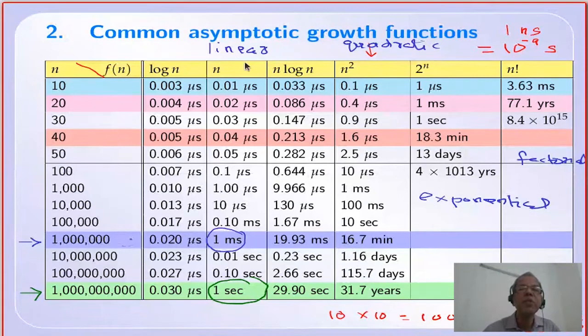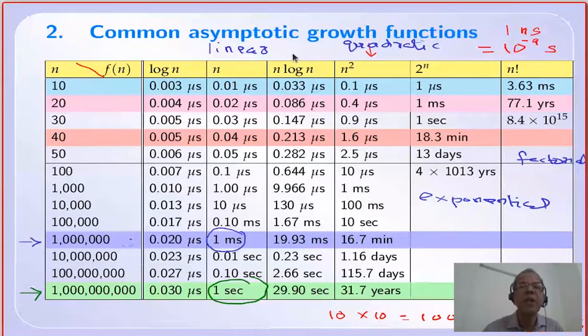Suppose we get something between linear and quadratic, n log n. Definitely n log n is greater than n. How about that? For 1 million, it is 19 milliseconds. For 1 billion, it is 30 seconds. So this is good too. So whenever we have a n log n running time algorithm, still we are lucky. We should give it a name.